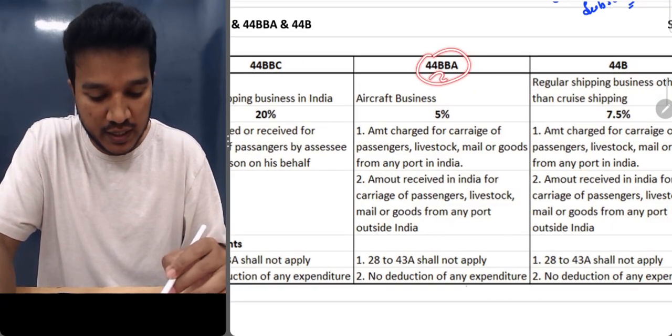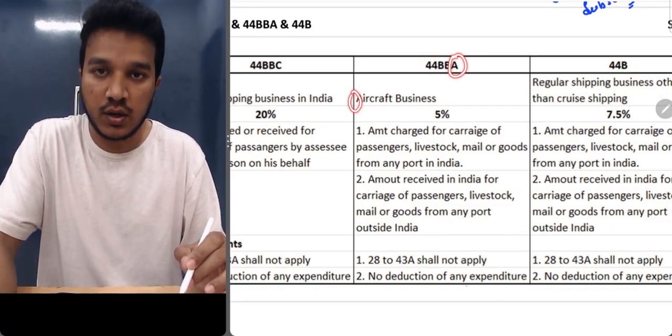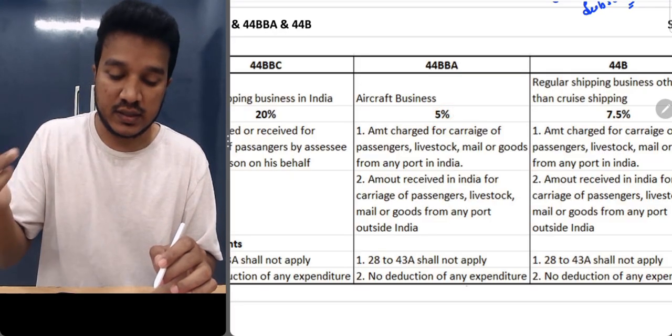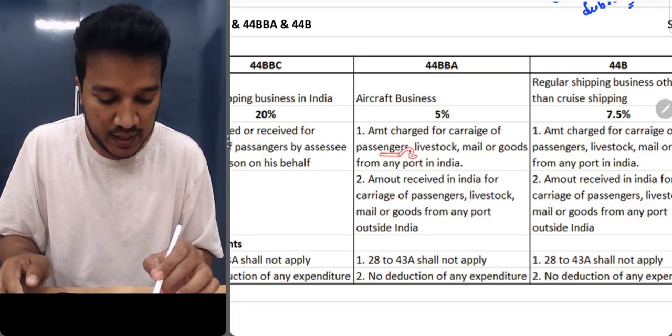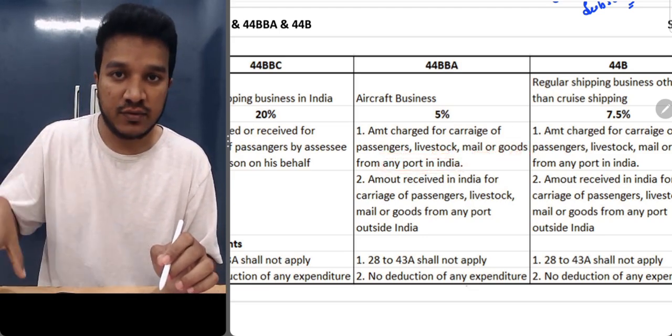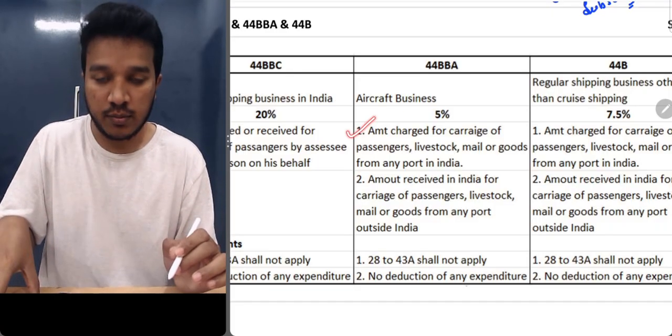44BBA talks about A stands for aircraft, 5%. Here there is a formula, listen to this carefully. Amount charged for carriage of passengers, livestock, mails and goods from any port in India. Where you are getting the amount, it doesn't matter. If you are carrying from any port in India, you should consider that amount.